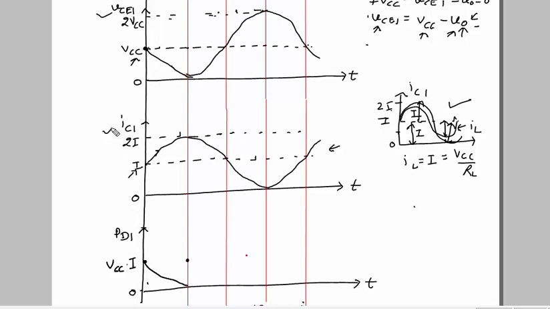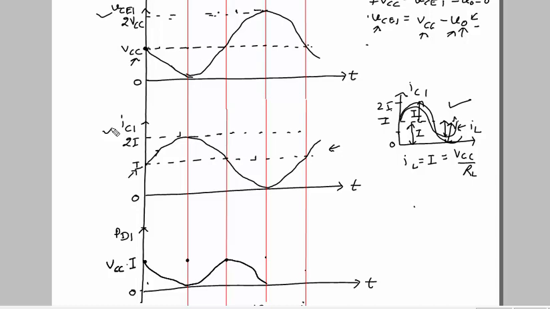Now at this point, VCE1 equals VCC and IC1 equals I. So again at this point PD1 will be VCC into I, so it will go like this again. Now at this point IC1 is 0. So whatever the VCE1, PD1 will be 0. So it will go like this.